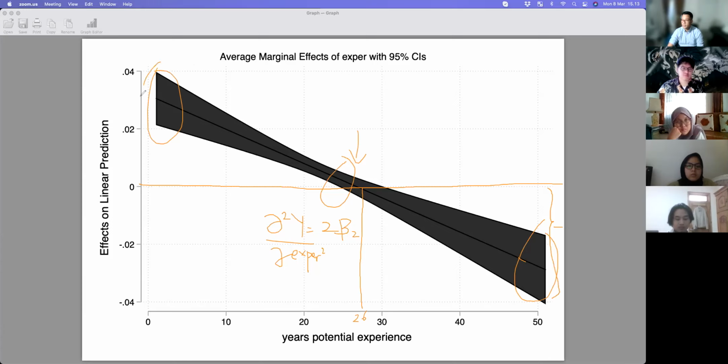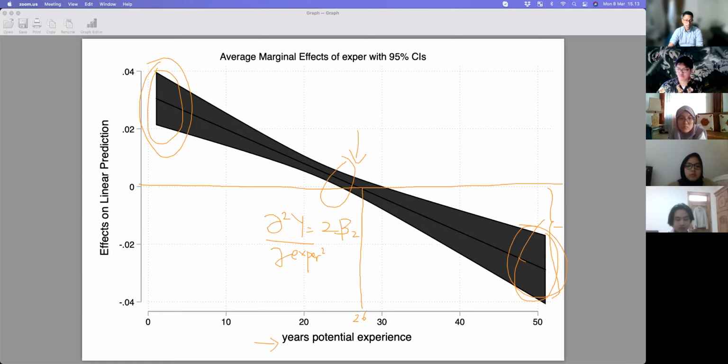However, at the far left or the far right of the years of experience distribution, there is a smaller number of observations, and because there is a smaller number of observations, the standard error is larger, and so the confidence interval is relatively wider. Okay, so this is an estimated effect of experience for different years of experience.